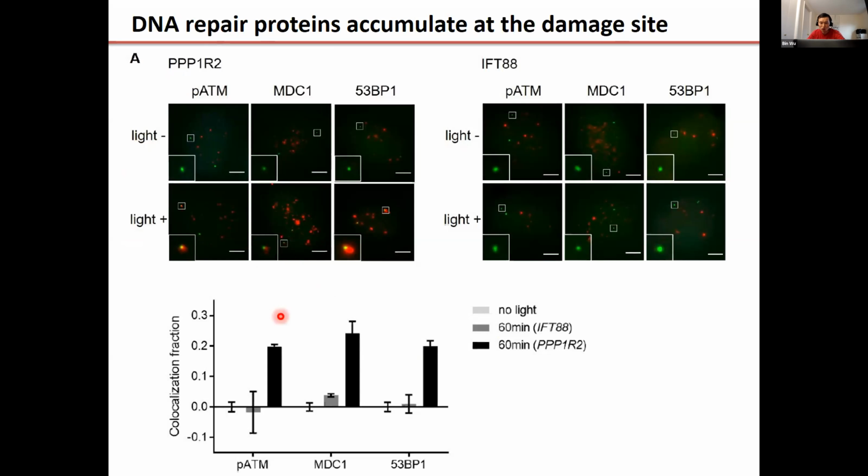As a negative control, we uncage a different guide RNA targeting a different site, and we did not see colocalization, demonstrating that this colocalization of the DDR protein is very specific.